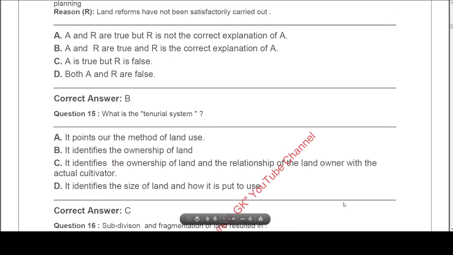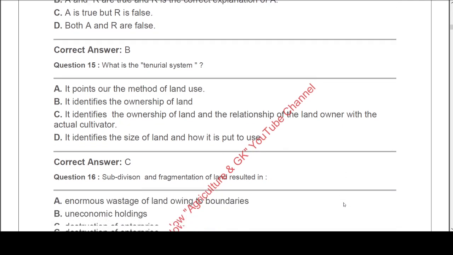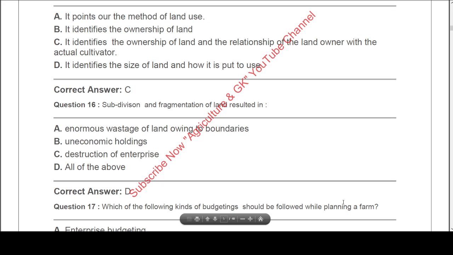इसका आंसर है ऑप्शन C, it identifies the ownership of the land and relationship of the landowner with the actual cultivator. Subdivision and fragmentation of land resulted in enormous wastage of land, uneconomic holdings and destruction of enterprises. So the answer is all of the above.